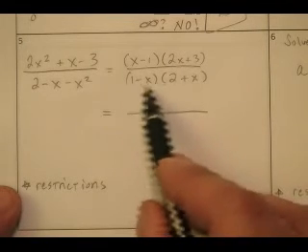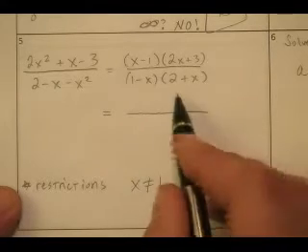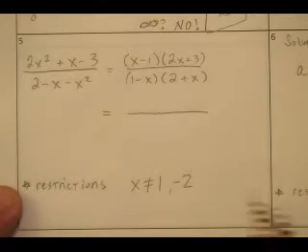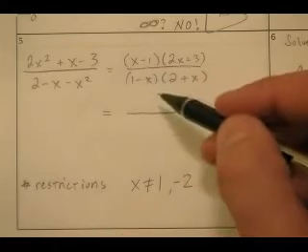When is this guy going to be equal to 0? Well, when x equals 1. So x cannot equal 1. When is this part going to be 0? When x equals negative 2. Can't be negative 2 either. Now I can reduce. Wait a minute. No, that's not the same. Oh, look at those guys. Are they the same?